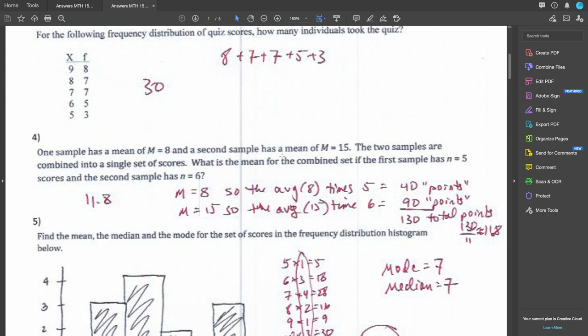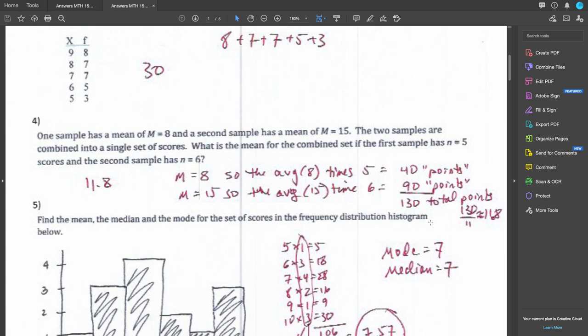So likewise here, if we have an average of 8 and 5 people did it, then there's 40 points, if you will. And then an average of 15 and 6 people did it, you have 90 points. So altogether with these 11 people, you have 130 total points. And if I divide that by the 11, I come out with 11.8 as the average. Okay.